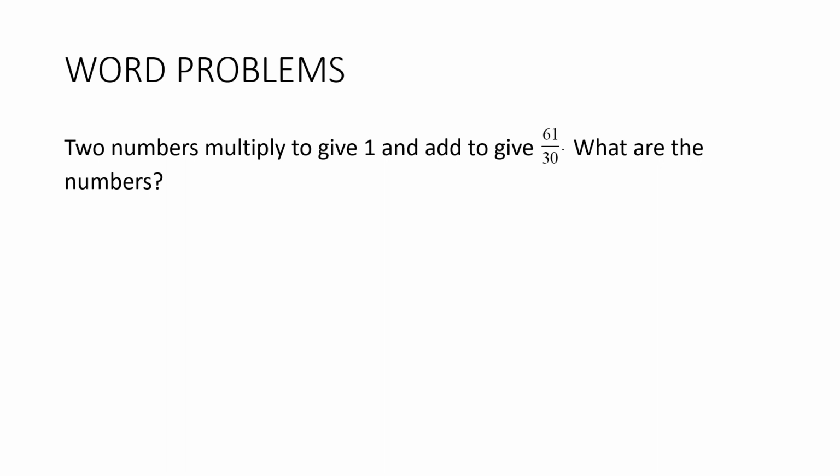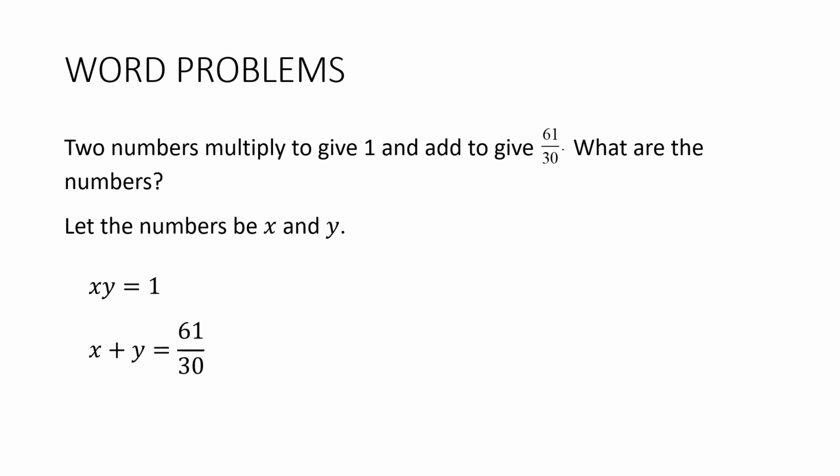Okay, let's finish off with a word problem, because we can get word problems with nonlinear simultaneous equations as well. Two numbers multiply to give 1 and add to give 61 on 30. What are the numbers? So just like with any word problems, I'm going to start by defining some variables. Let the numbers be x and y. So if they multiply to give 1, then xy is equal to 1. And if they add to give 61 on 30, then x plus y is equal to 61 on 30. There are our simultaneous equations.